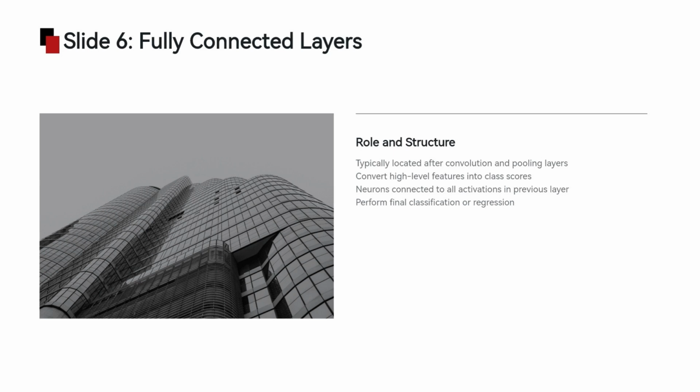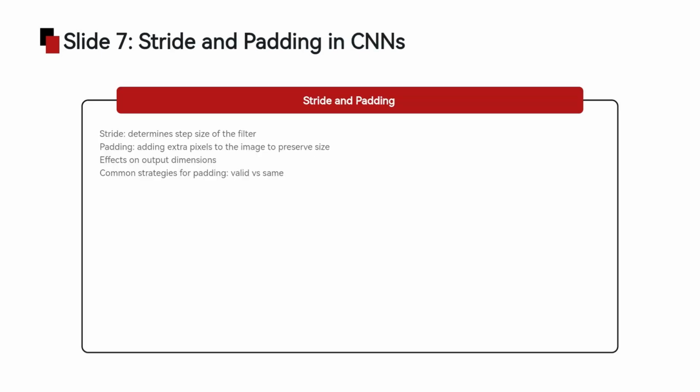The fully connected layers are typically used towards the end of the CNN architecture, where the high-level information is already available from the previous layers. The network adjusts the weights of these connections during training to minimize the classification error. When applying filters in the convolutional layers, two important concepts come into play: stride and padding.